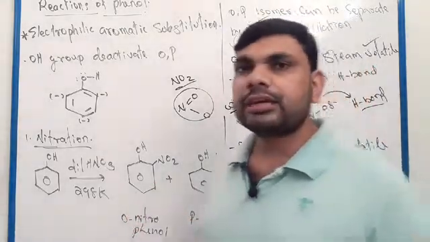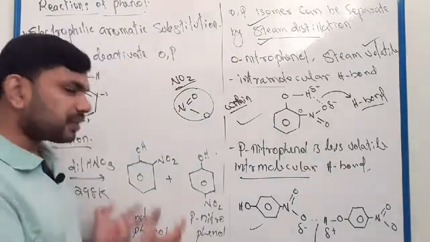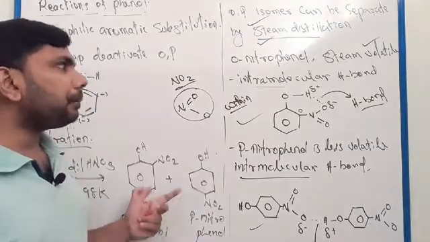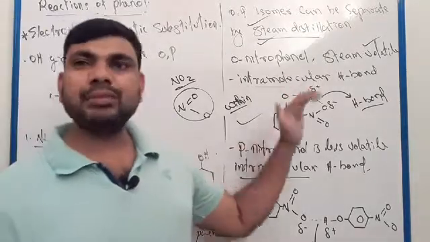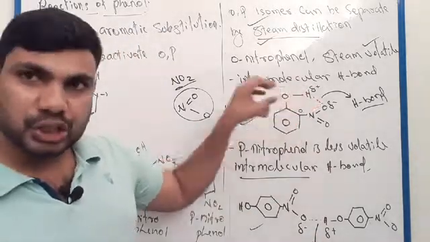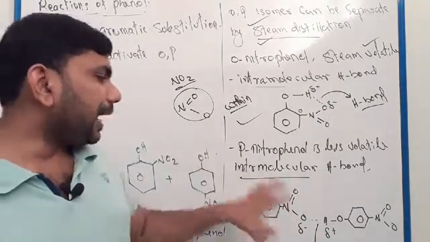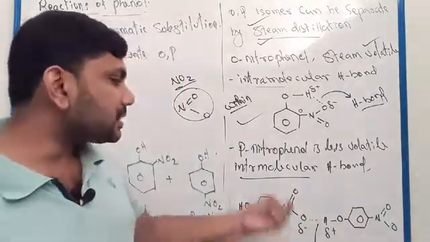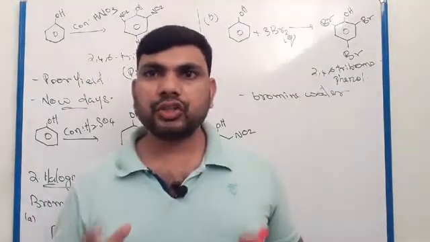Here dilute nitric acid reacts with phenol, and the product formed is a mixture of ortho and para products, orthonitrophenol and para-nitrophenol. These two isomers can be separated with the help of steam distillation. Why do we choose steam distillation? Because orthonitrophenol has intramolecular hydrogen bond and is easily volatile, but para-nitrophenol has intermolecular hydrogen bond and is less volatile. Clear?